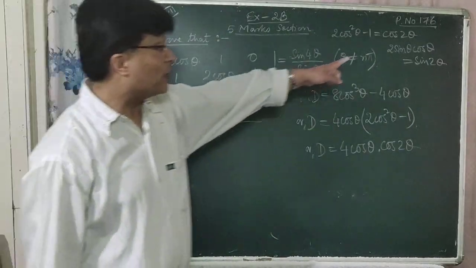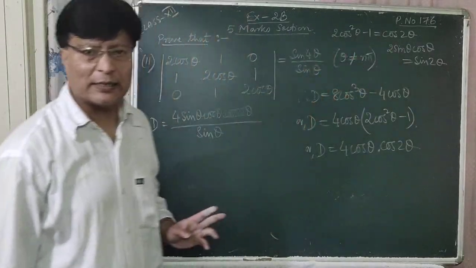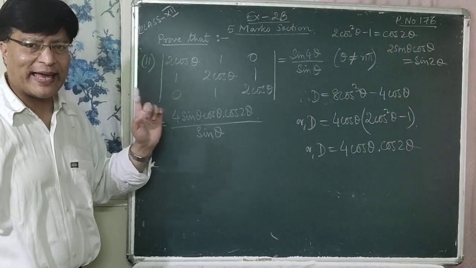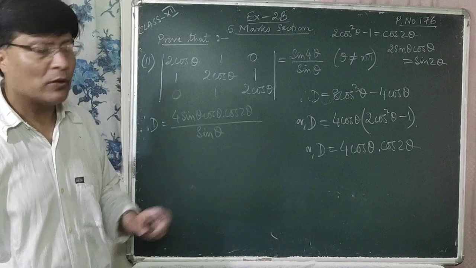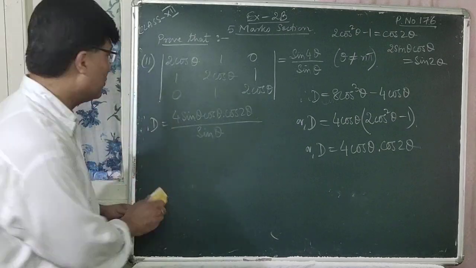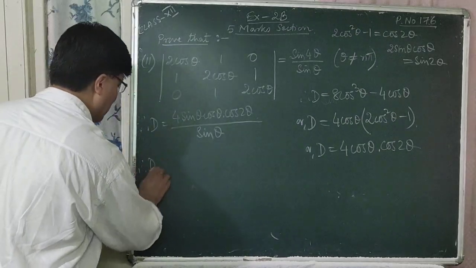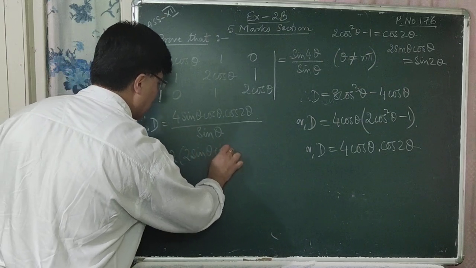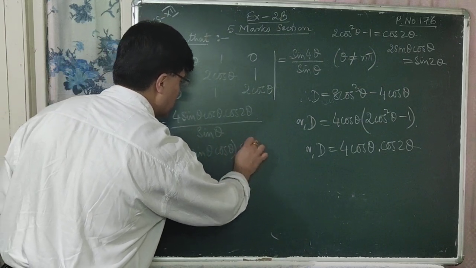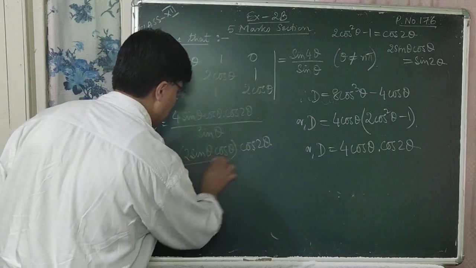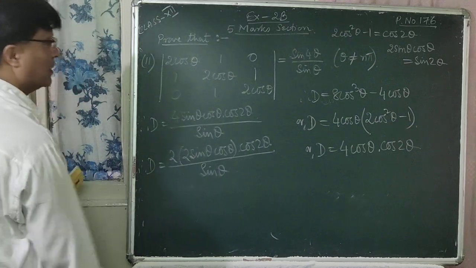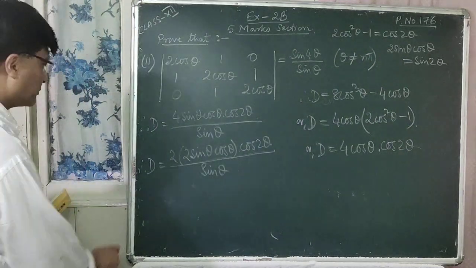Now we can use the formula 2 sin θ cos θ. For this sin θ cos θ, we need 2 there. Where can we take that 2 from? We can take that 2 from 4. Therefore, D is equal to 2 within brackets 2 sin θ cos θ, into cos 2θ, whole divided by sin θ. Is that clear?